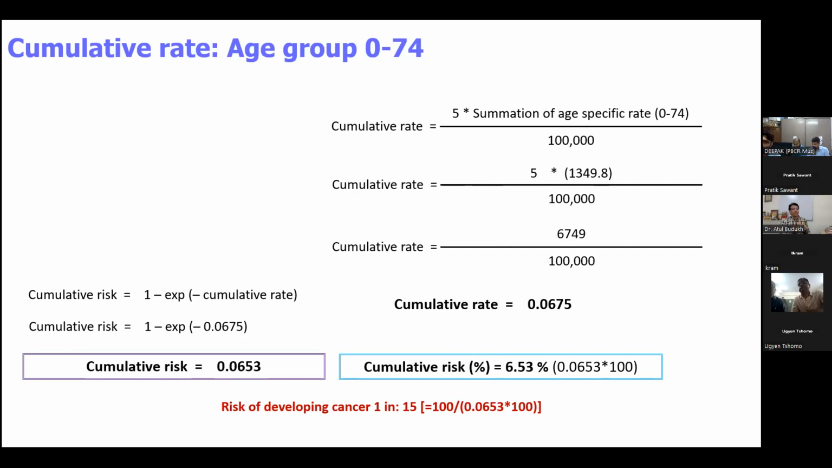Clear, madam? Yes, sir. Indonesia team and Vietnam team, is it clear to you? Yes, sir. Okay. Thank you. Afghanistan team, is it clear?